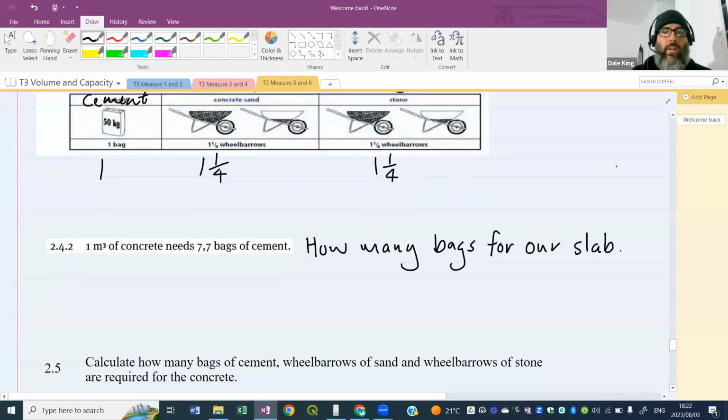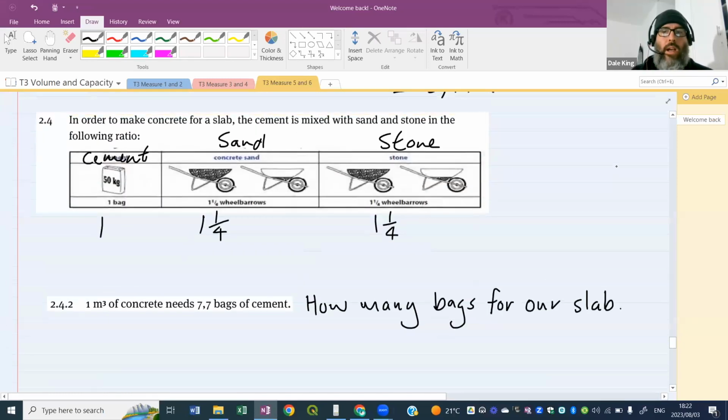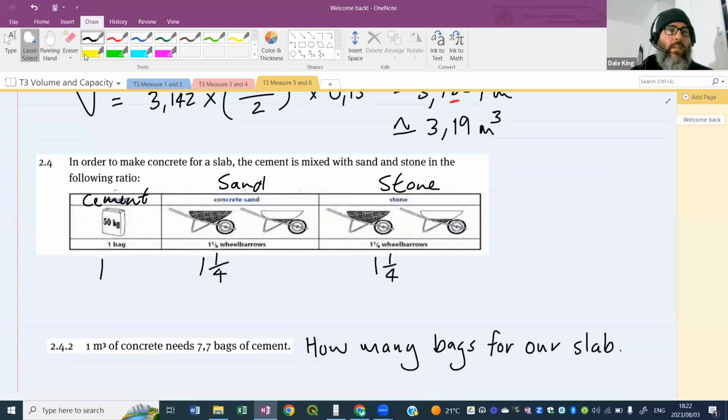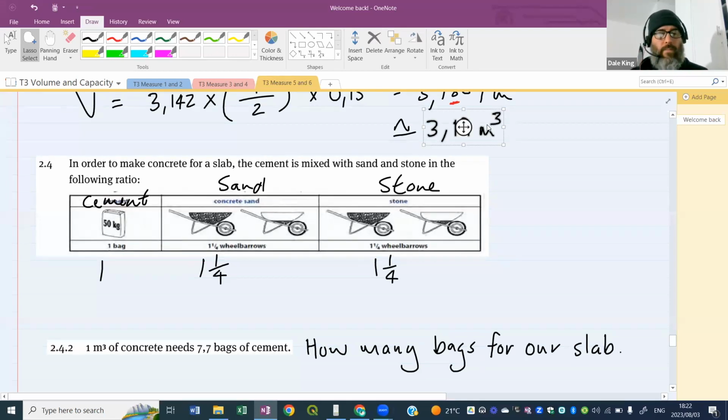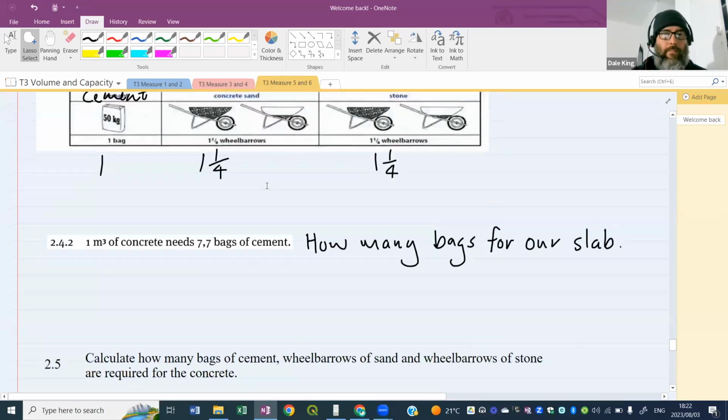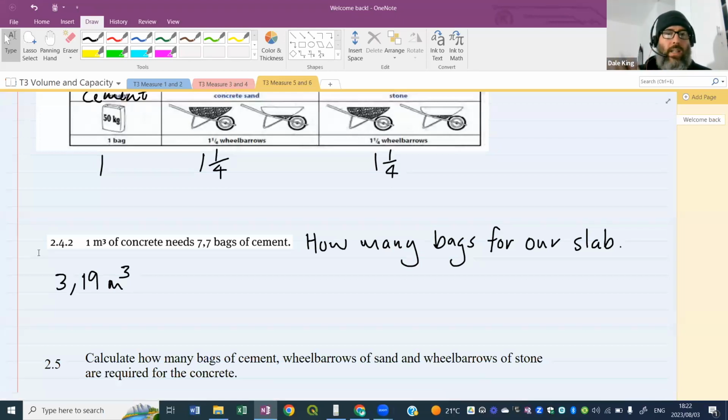Now, there's the question. I'm going to bring in the answer. This answer here, I'm going to bring it down. You're going to need it. So our concrete slab needs 3.19 cubic meters of concrete. The question says 1 cubic meter of concrete needs 7.7 bags of cement. How many bags for our slab?